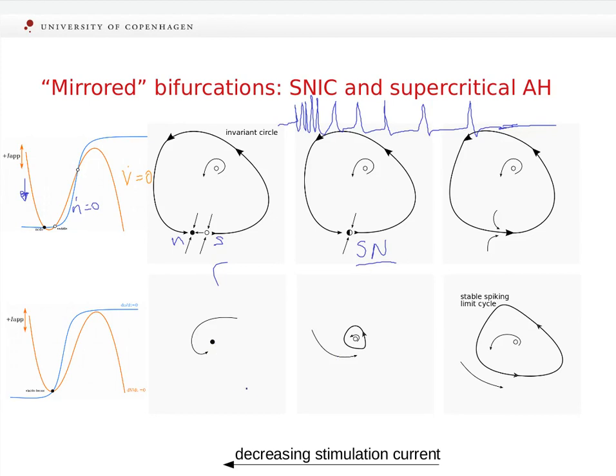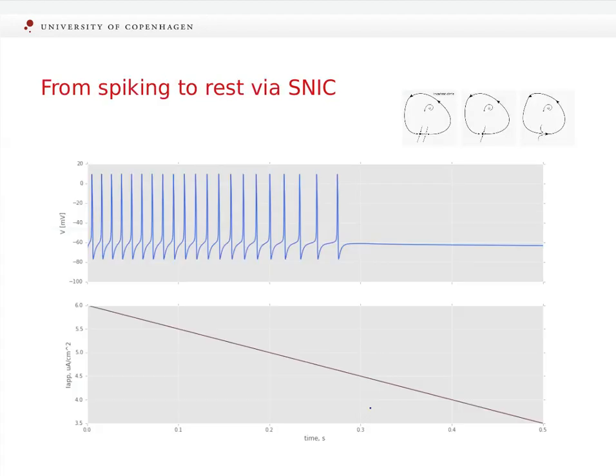What it means in dynamics is that at first we have full amplitude spiking, but then it gets smaller and smaller in amplitude, and finally we have a resting state. Let's see it in actual simulation. So we're going from spiking to resting state via saddle node and invariant circle. As we decrease the applied current, we get larger and larger spike intervals, and finally the neuron stops firing.